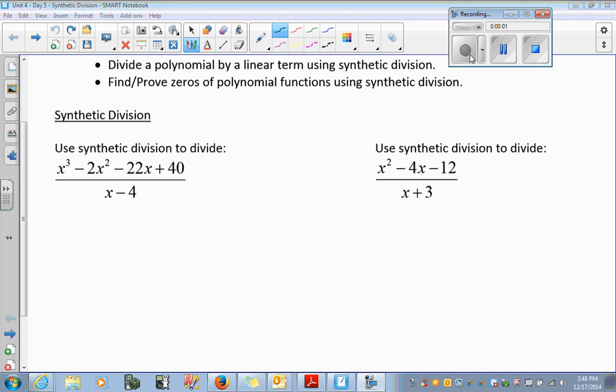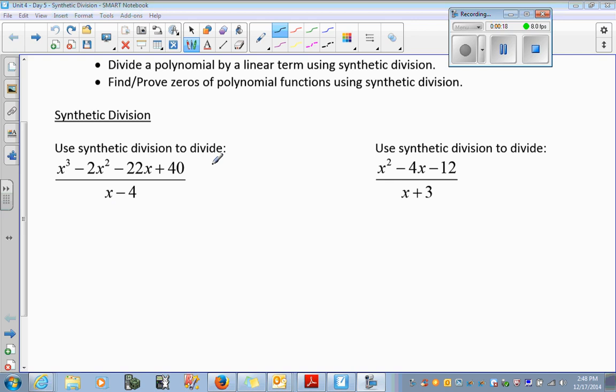Everybody, today we're going to do a short introduction on how to perform synthetic division. We have two examples in front of us here that we're going to work on. First one, x cubed minus 2x squared minus 22x plus 40 divided by x minus 4.